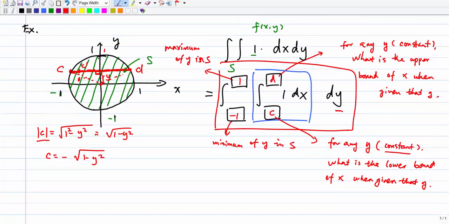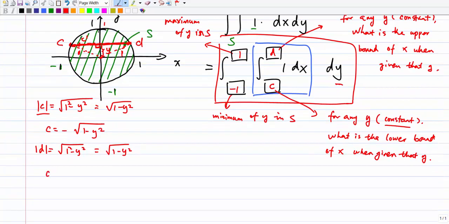Similarly, I can compute d, because I can draw a line from the origin to d. This straight line has a length of 1, because it's a circle with radius 1. Again, d is also given by the square root of 1 minus y squared according to the triangle relationship. The difference is that d has to be positive. Here's what we have.